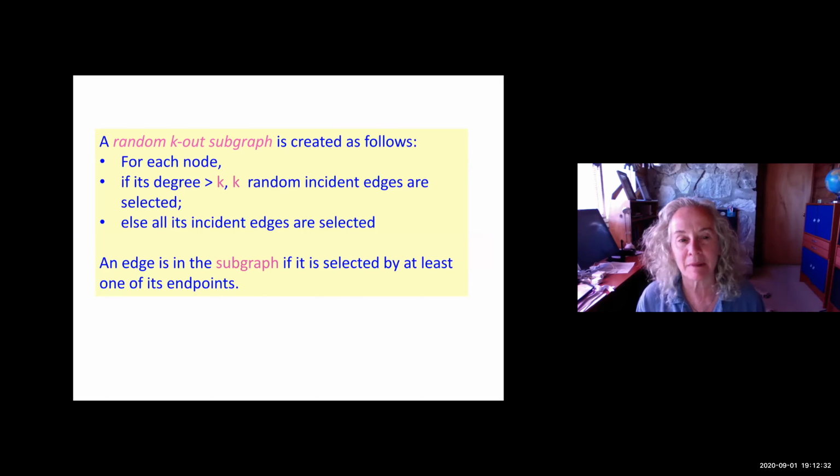So a random k-out subgraph is created as follows. For each node, if its degree is greater than k, then k random incident edges to that node are selected. Else, if its degree is less than or equal to k, all its incident edges are selected. And an edge will be in the subgraph if it's selected by at least one of its endpoints. Okay?